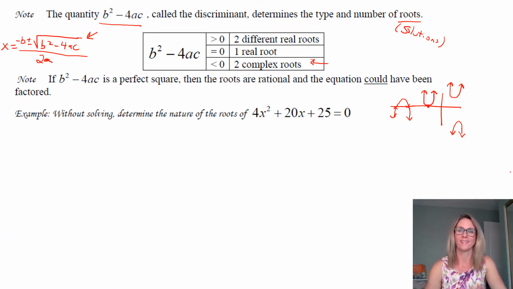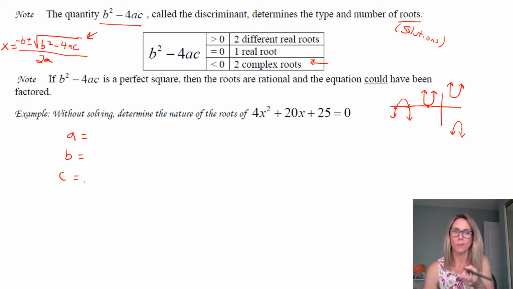All right, so let's just take a look at this. We have an example. It says, without solving, determine the nature of the roots. So that just means, just tell me, does this have two different real roots? Does it have one real root? Does it have two complex roots? What's the situation? And we just use the discriminant. So you can identify your a, b, and c if you'd like. You can do b squared minus 4ac and see if you can determine which one it is, and then come back and take a look.